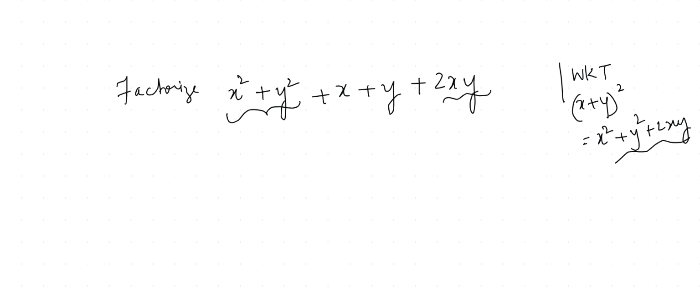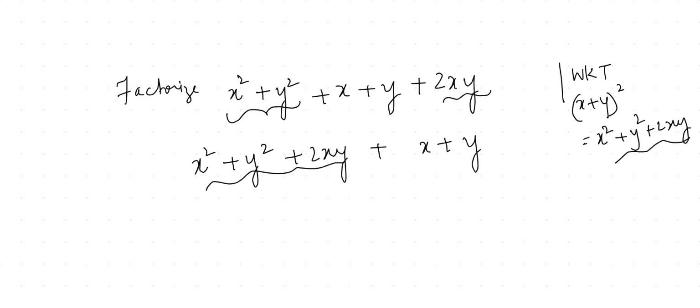So we'll just write them together. So x square plus y square plus 2xy plus x plus y. Now when you look at this, you'll be able to relate it to x plus y the whole square plus, now you have x and you have y, x plus y. There's nothing common. When there's nothing common, I told you, you can take out 1 as common. So this amounts to 1 into x plus y.